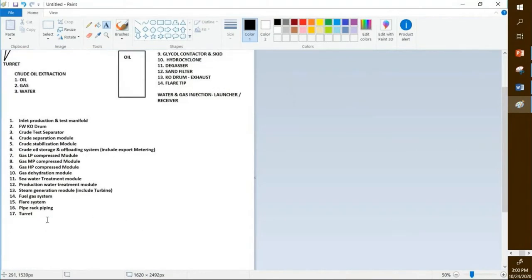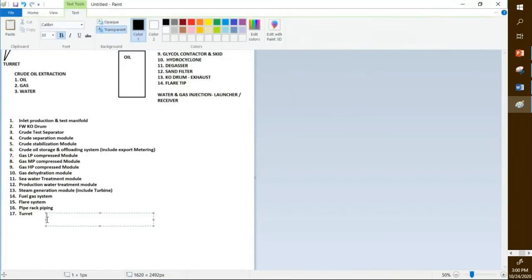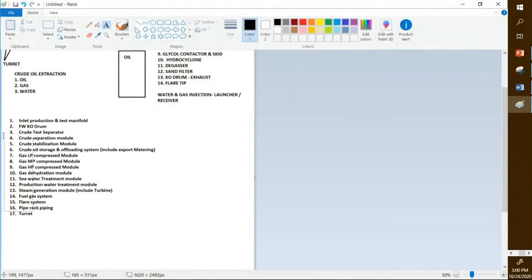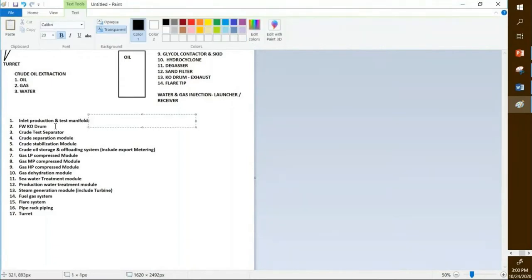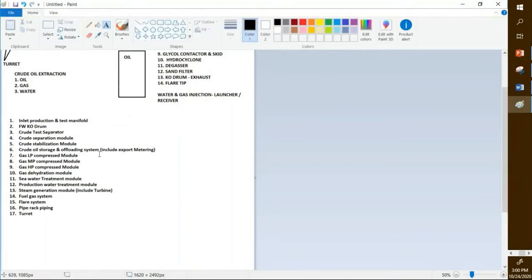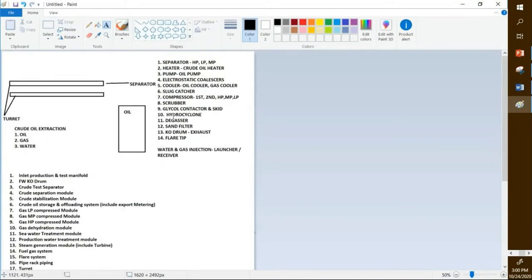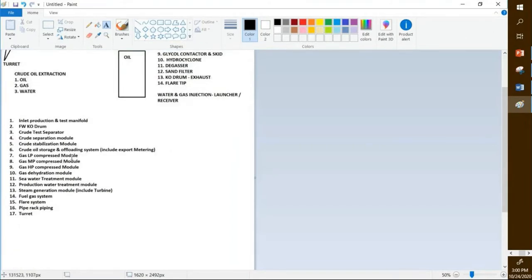What I'm going to say is that these are the topics, right? These are the 17 topics. In that, which lines will come into this picture, which will come into this one, like that I will tell you. Which equipments will be arranged in each, like that I can tell you. That is the detail you need, right?